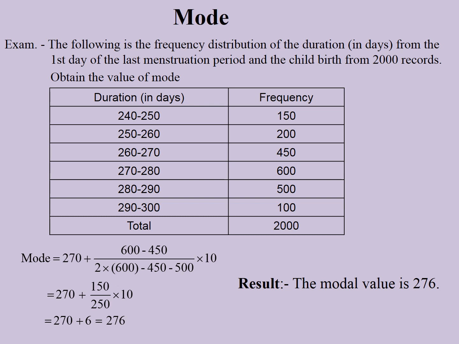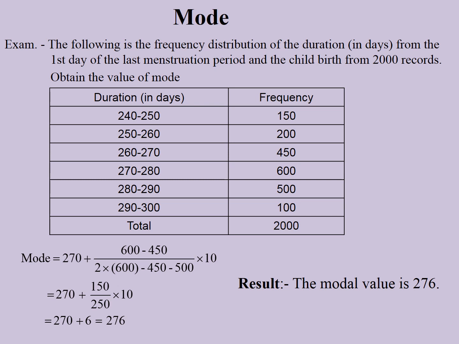The duration in days is mentioned in the first column as follows: 240 to 250, 250 to 260, 260 to 270, and so on till 290 to 300. In front of them, there are 150 women in whom the duration is between 240 to 250 days, and likewise the details for the other duration intervals also, and the frequency total of all these is 2000.